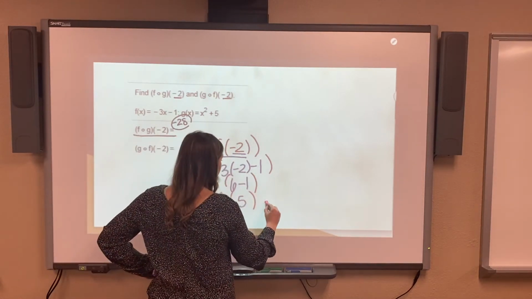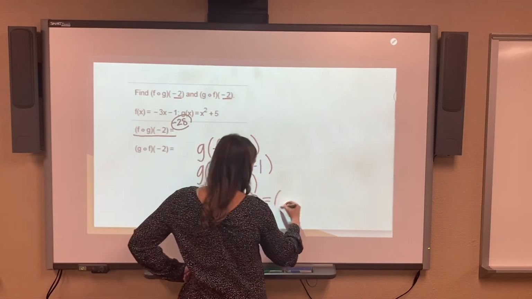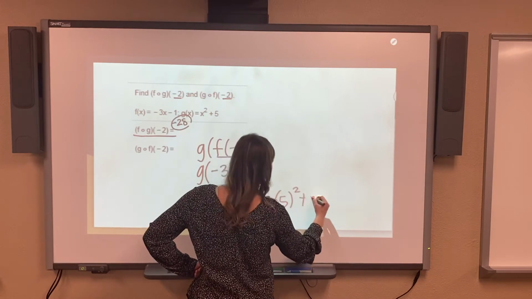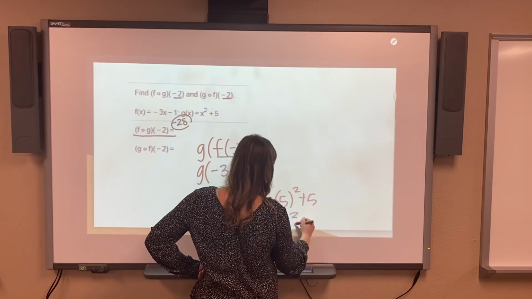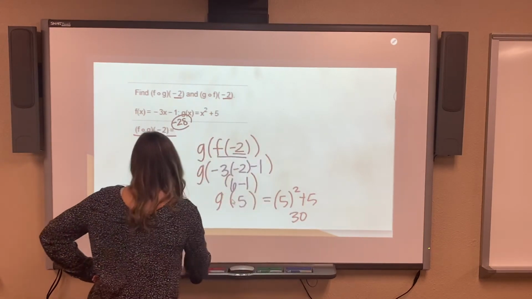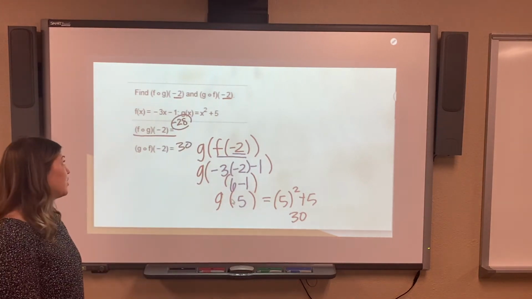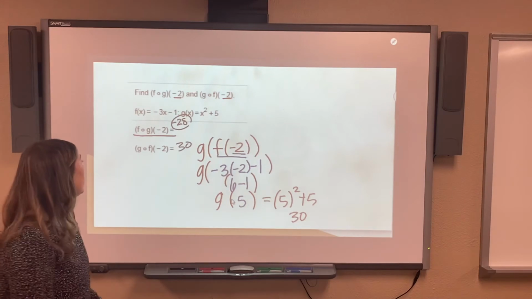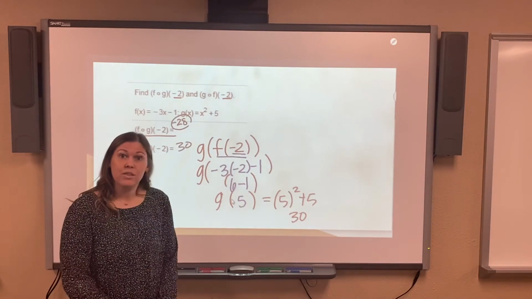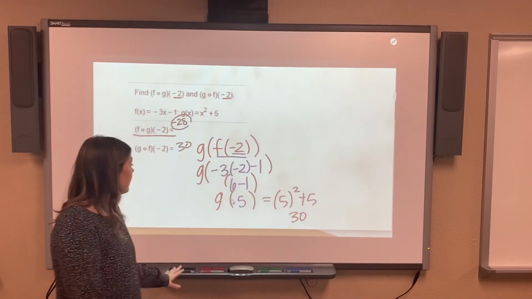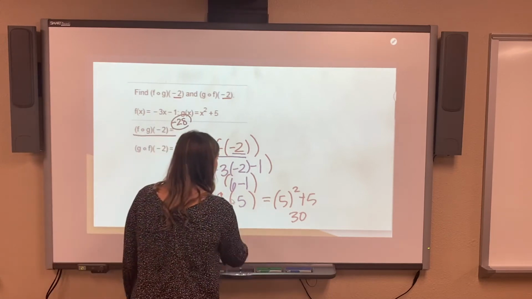So we get g of 5 is equal to 5 squared plus 5. Well, 5 squared is 25 plus 5 is 30. So f of g of -2 is -28. g of f of -2 is 30, okay? And there we go. That's how we do compositions of functions with numbers.